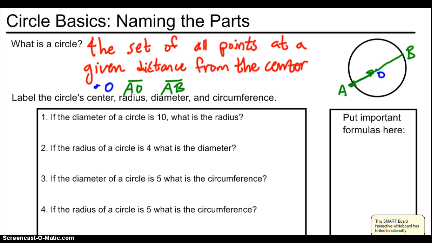Lastly, the circumference, which we're not going to talk about too much just yet, is the distance around the outside of the circle, all the way around the circle once. So the circumference, again, is the distance all the way around the edge of the circle, just like that.